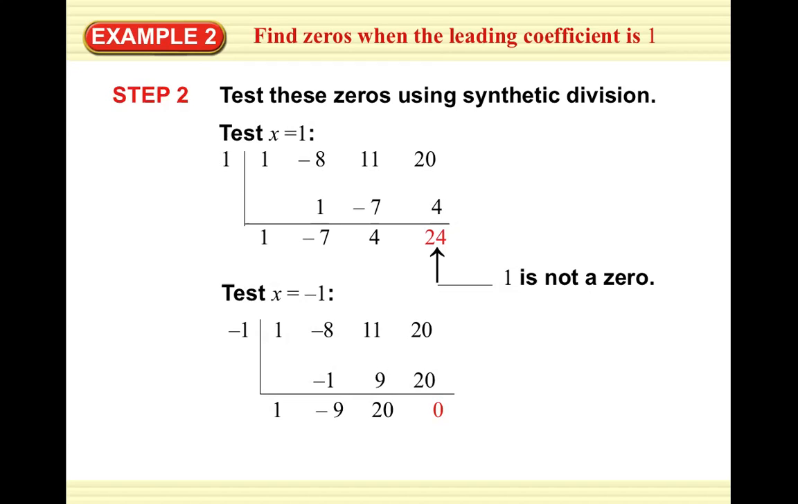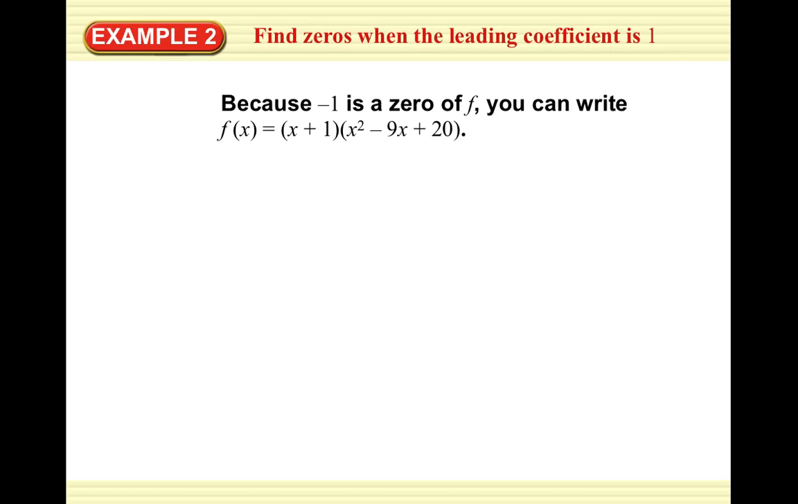So put that in our list of possibilities. And now we're left with a quadratic function, x squared minus 9x plus 20. What we do want to try here is to see if we can factor that trinomial. So we've simplified it to this function, having the factors out. Since negative 1 was a solution, that means the factor was x plus 1.